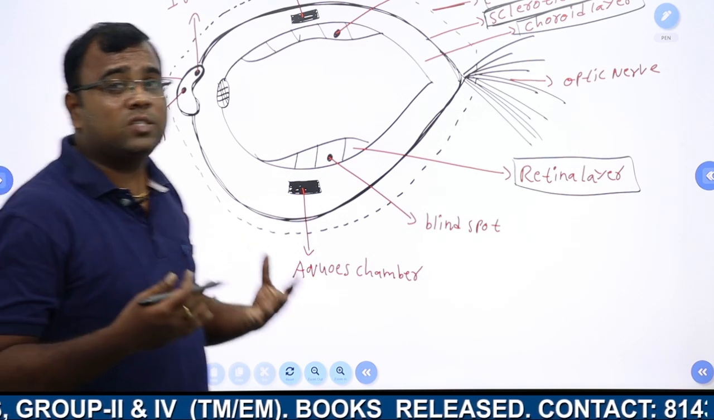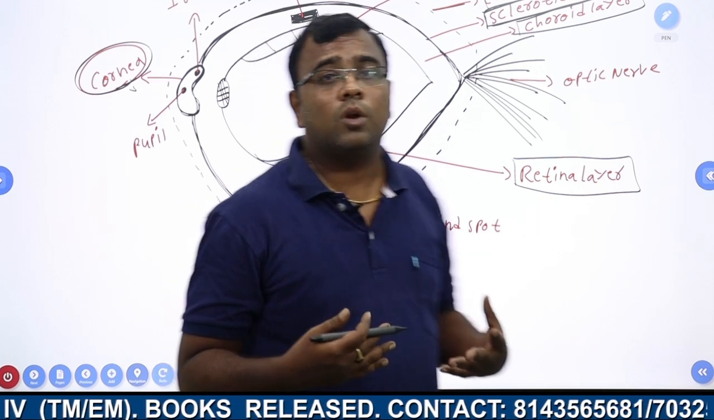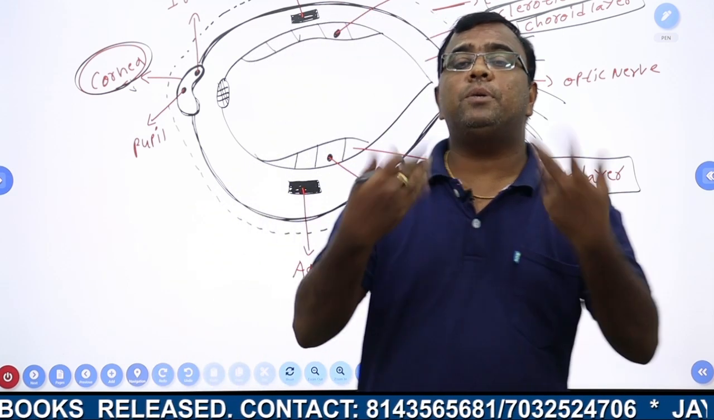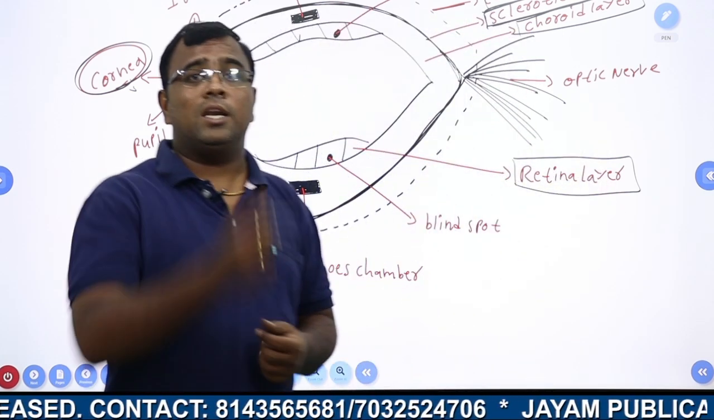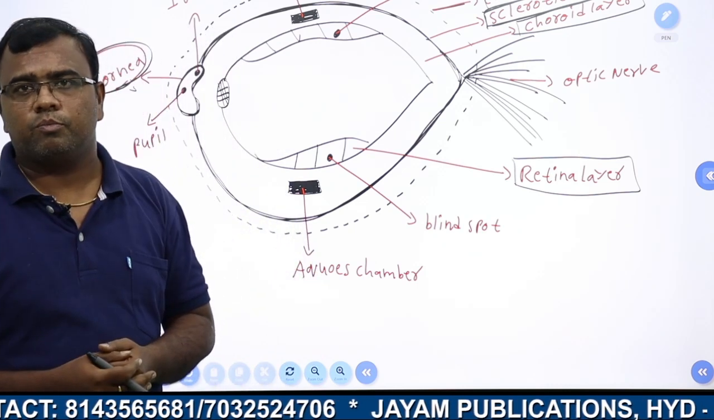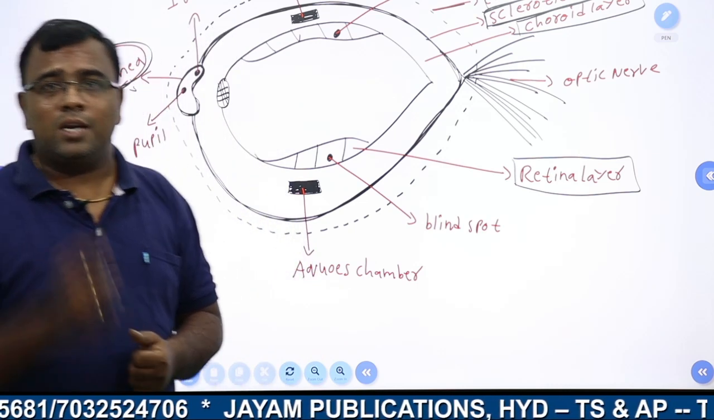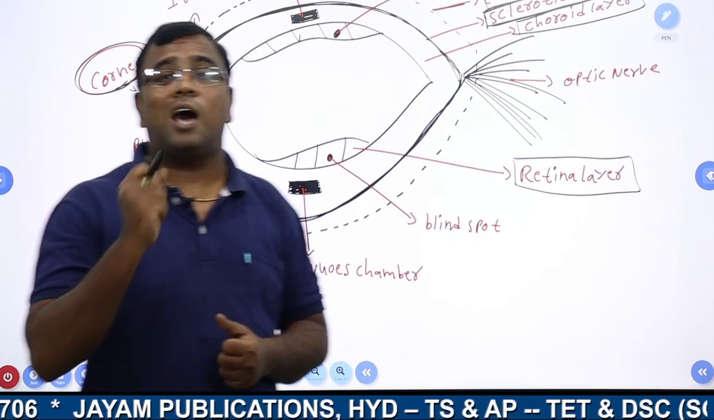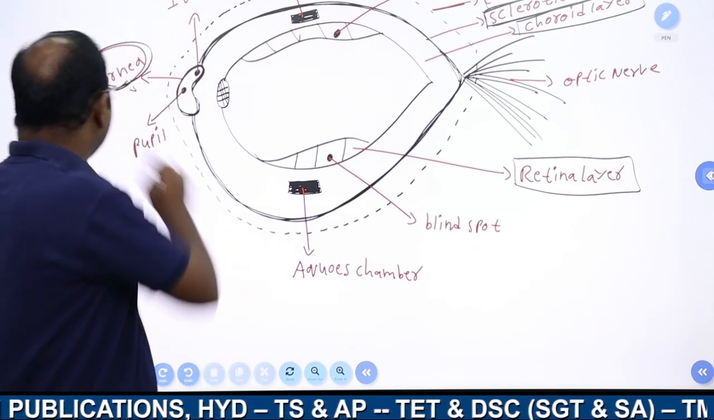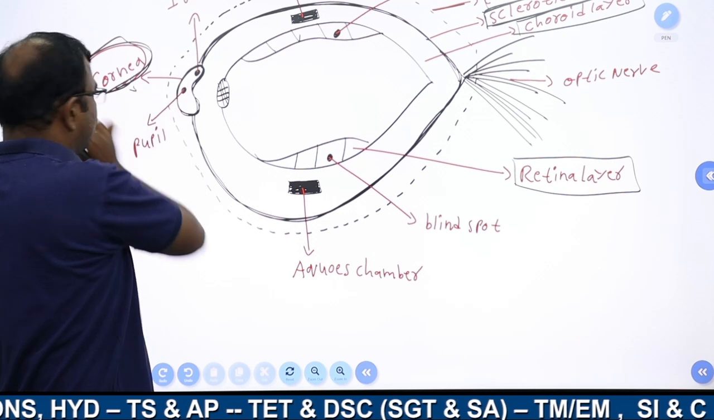The cornea is collected for which purpose? In the eye donation process, the cornea is collected from the eye. It's a very, very important part.